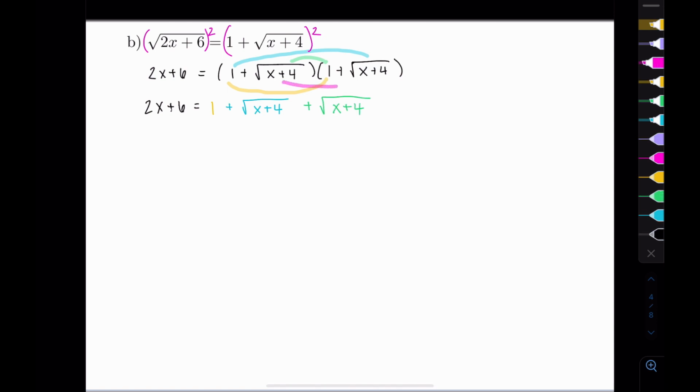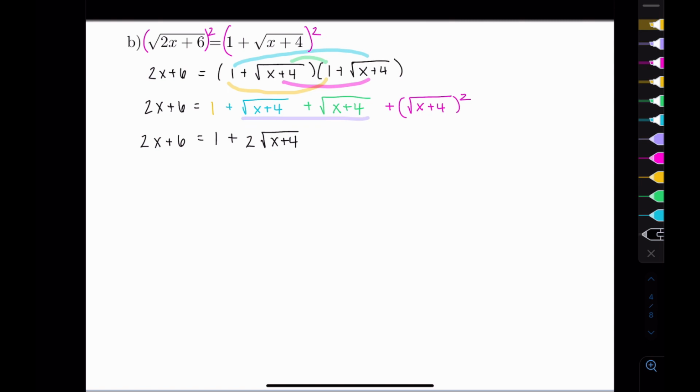And then for the last term, we have the square root times itself. So when you take something and times it by itself, it's really that squared. So at least this is nice over here. That square root cancels, but unfortunately, we still have more work to do. So we have 1. And now here we have a square root plus itself. That means we really have 2 times the square root of x plus 4. And then for the square root squared, it cancels itself out and it leaves us with x plus 4.